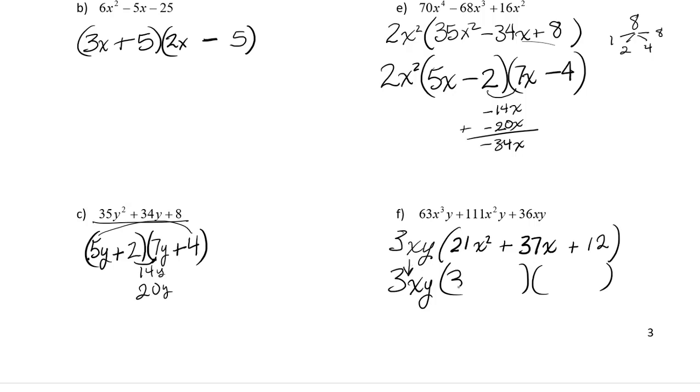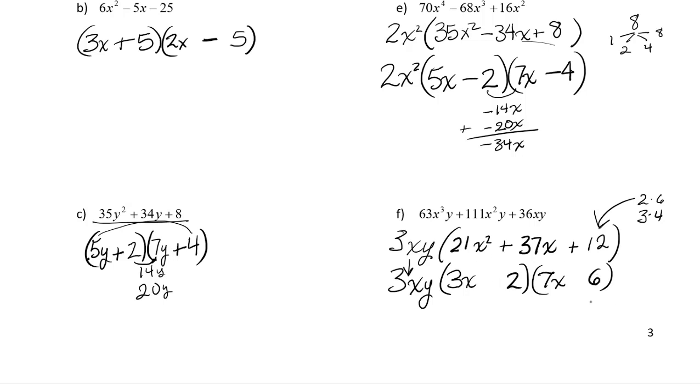21x squared is 3x and 7x, and then I need to figure out how I'm going to rearrange the 12. I could either try 2 times 6 or 3 times 4. And either one might work. So let's try 3 here. Notice that there's a common factor if I put 3 there. So I'm going to go ahead and not do that because that won't work. Let's try 2 and 6.